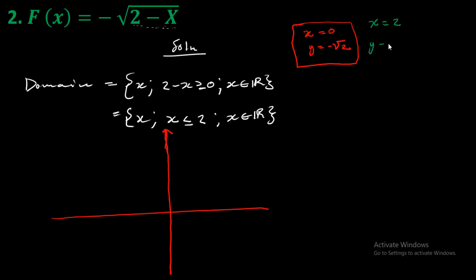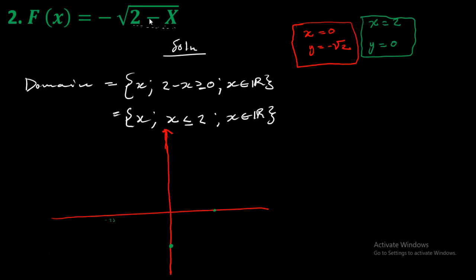Y is simply equal to what? 0. Okay. So in this case, our points are 2 there, and also negative square root 2 there. Then if you pick any number on this side, let's say you pick a number like negative 23. Let's quickly pick a number somewhere there, which is negative 23.